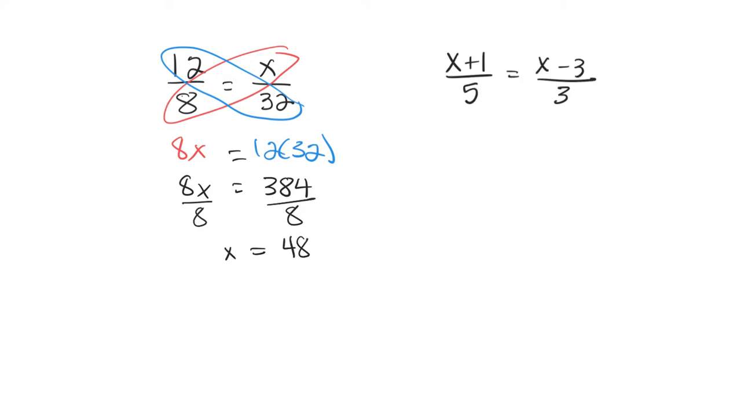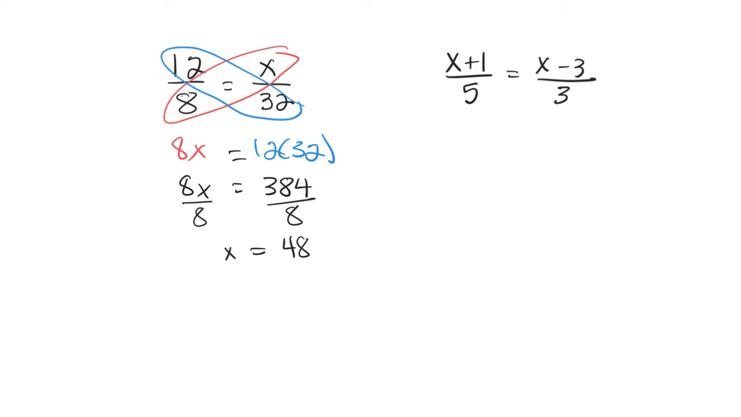Write down this next example. This one has two variables in it, and we have a sum and a difference. We have x plus 1 divided by 5, and we have x minus 3 divided by 3. We're going to still do a cross product, but we're going to have to use the distributive property.